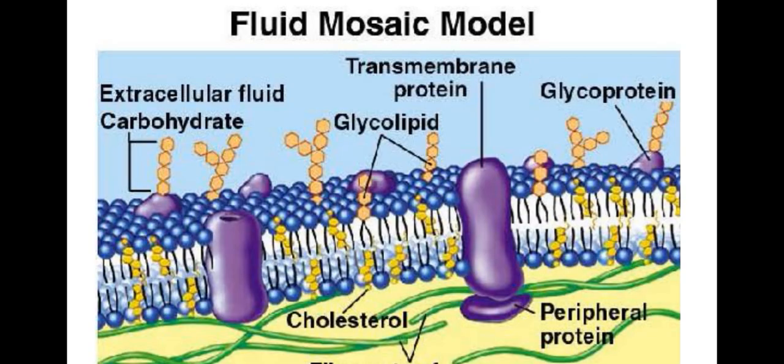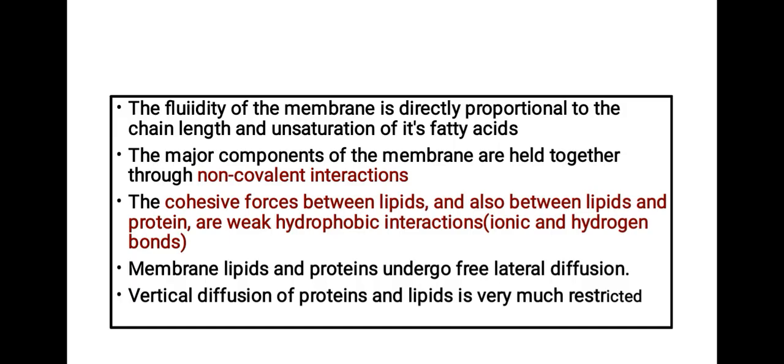The fluid mosaic model can be seen here. Extracellular fluid, carbohydrate, transmembrane protein, and glycolipid along with glycoprotein are there. Cholesterol can be seen and peripheral protein will be there. The fluidity of the membrane is directly proportional to the chain length and unsaturation of its fatty acids. The major components of the membrane are held together through non-covalent interactions. The cohesive forces between lipids and also between lipids and proteins are weak hydrophobic interactions, ionic and hydrogen bonds.